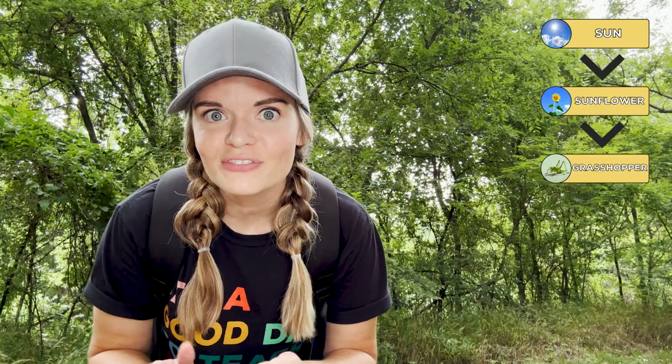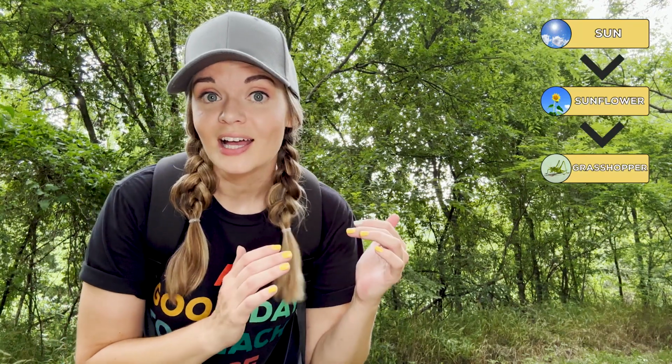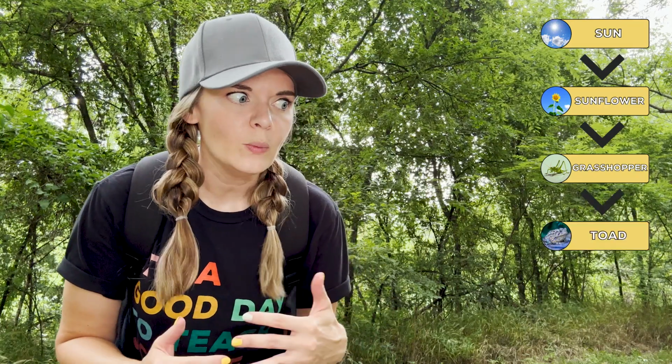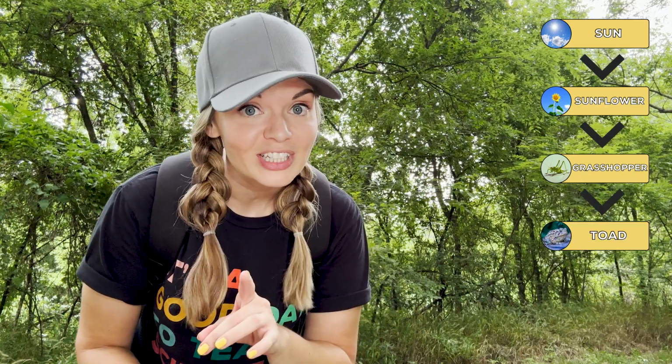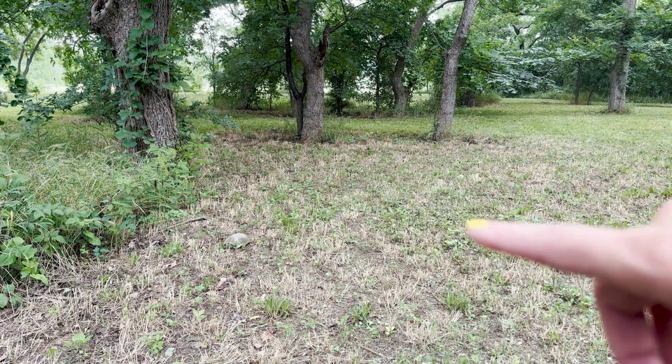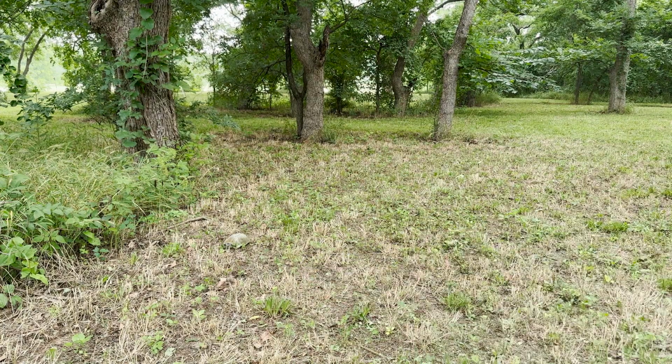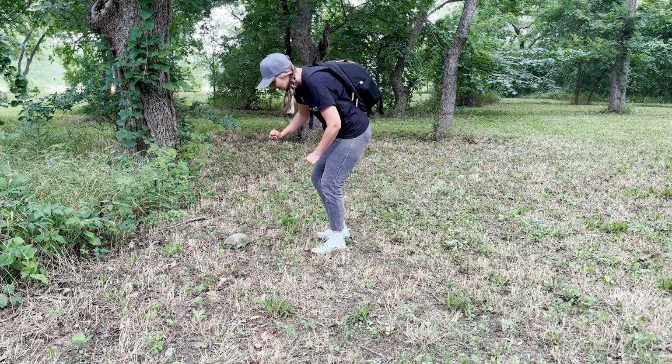So that little baby toad wasn't very big, but he is going to grow up. And once he is full grown, he would love to eat that grasshopper we saw earlier. So our energy flow so far goes sun, sunflower, grasshopper, toad. So what would eat our toad? Let's keep looking to see what we can find. Can you see him right here? Let's see if we can get closer to him and check him out.